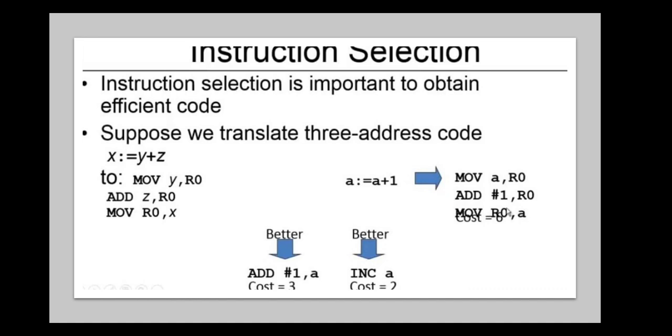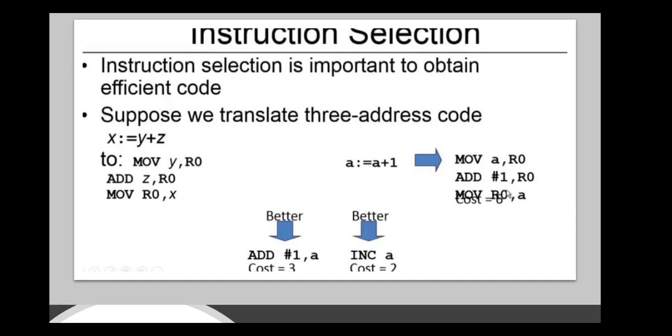Now you have to assume the cost. R0 has no added cost, but M has a value, a has a value, so the cost is 2. The next one, hash 1 has a value, R0 has no added cost, add has a value, so the total cost is 4. Now a has a value, move has a value, so the total cost will be 6. Better, we can use add 1, a. Each has a value of 1, so the cost will be 3. Here INC a: the two things have a value, so the cost will be 2. Thank you.